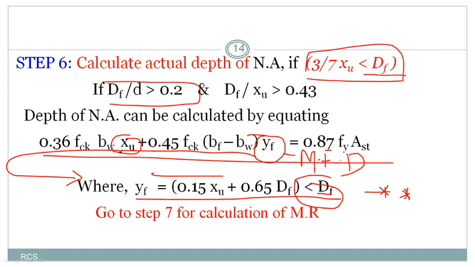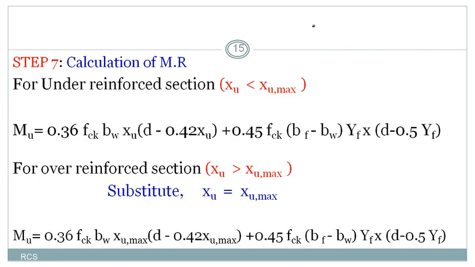What is the relation that will exist between XU and XU max? Based on that we can decide what type of section it is. Right? And for calculating the moment of resistance, we go for step number 7. Then we can calculate the moment of resistance like this.